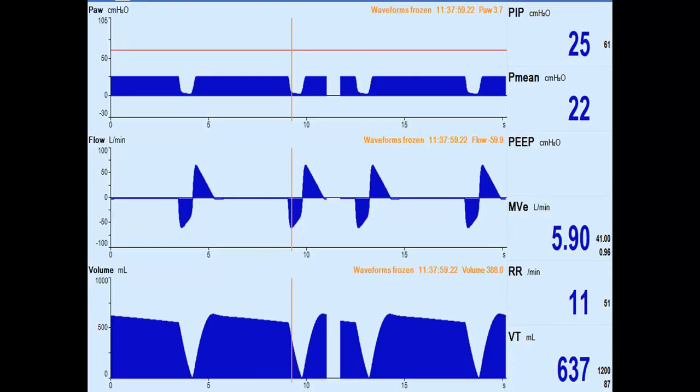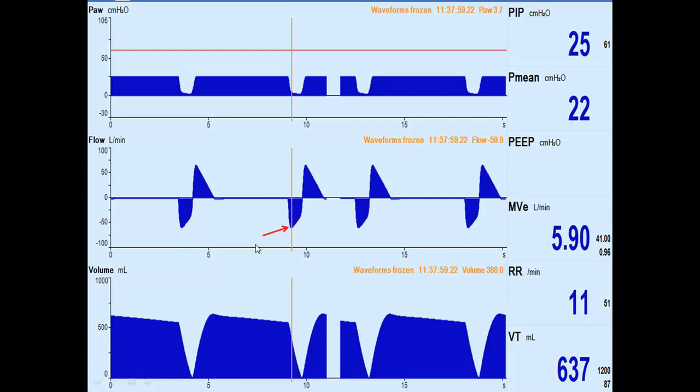This is a tracing from the Draeger V500. The patient's being ventilated right now in APRV, and you can see that I have frozen the screen and we have exported this using the export function from the Draeger. It's a very nice function, and I'm showing right here the peak expiratory flow rate. So you freeze the screen and you can measure the peak expiratory flow rate.